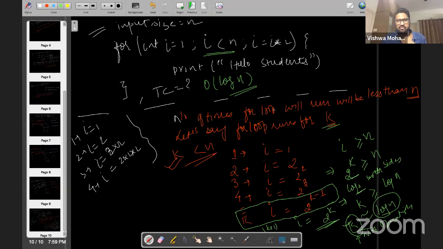Dupatta dikhe to larki is not very important, right? Even a guy can be wearing a dupatta.